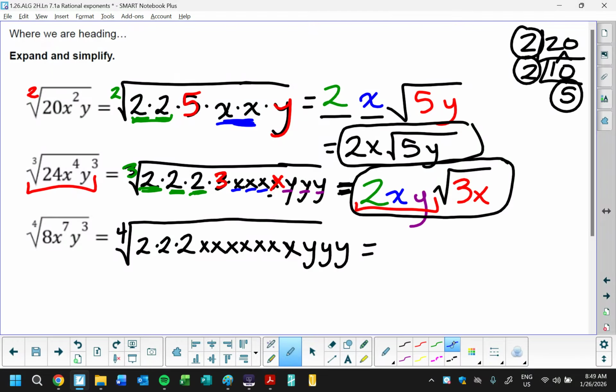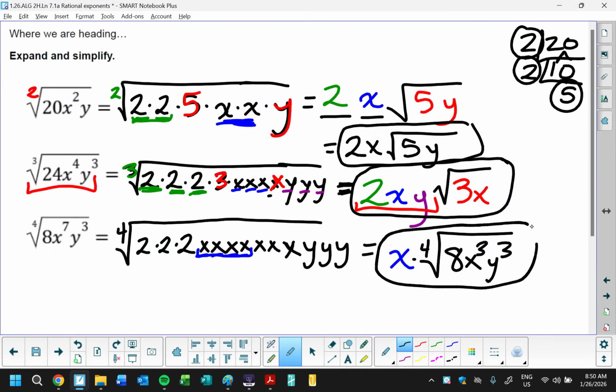Is there anything we can pull out? Well, 1, 2, 3, 4, and some people even do this. So we can pull out an x, but nothing else. Interesting. So what we need is to multiply x by the fourth root of 8, x cubed, y cubed. Nothing else can be pulled out of there. It doesn't look simpler, but it is, because why write the fourth root of x to the seventh when you can actually pull an x out of that? Folks, I'm going to pause there.